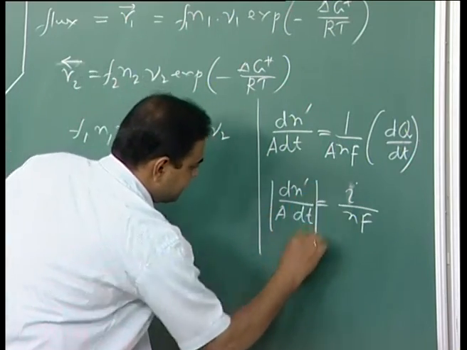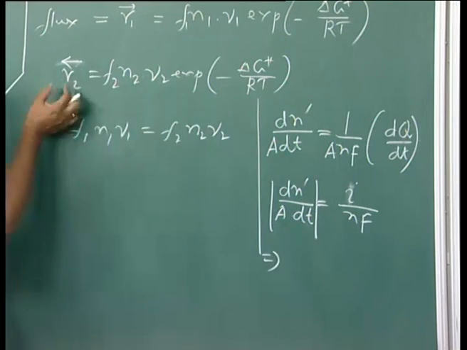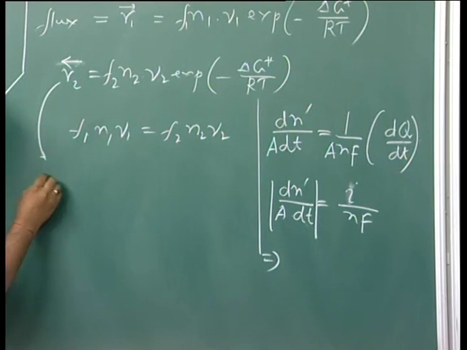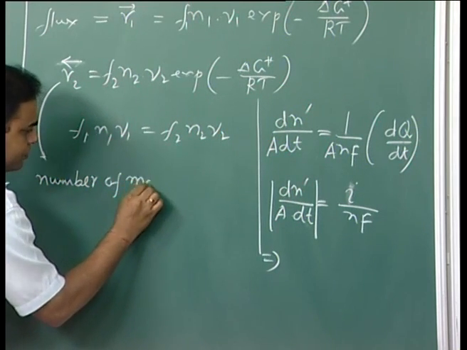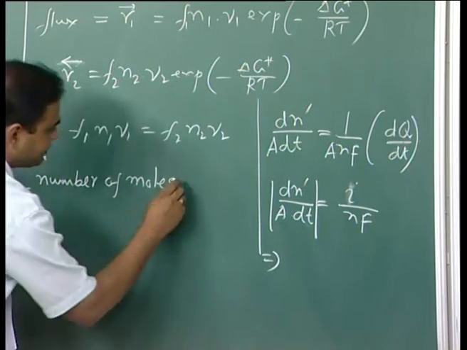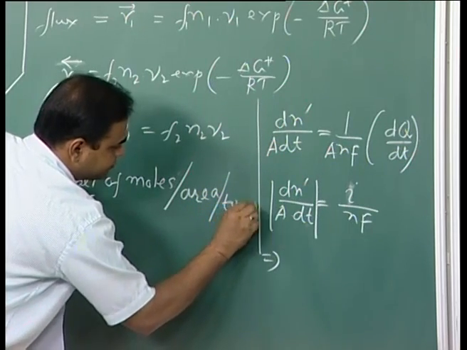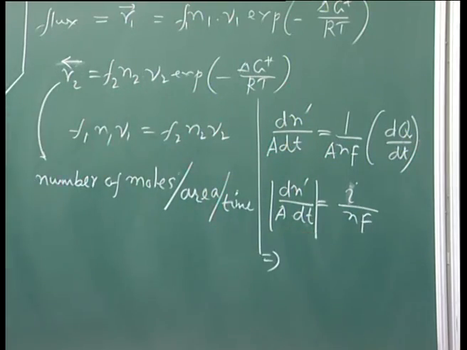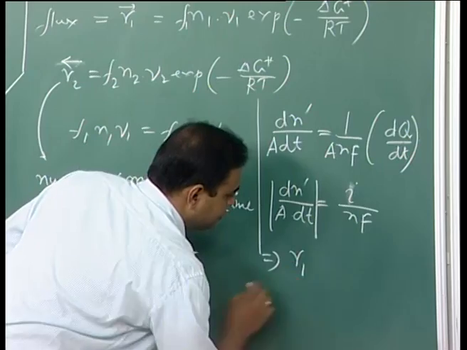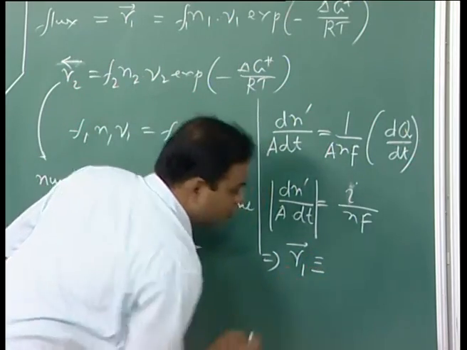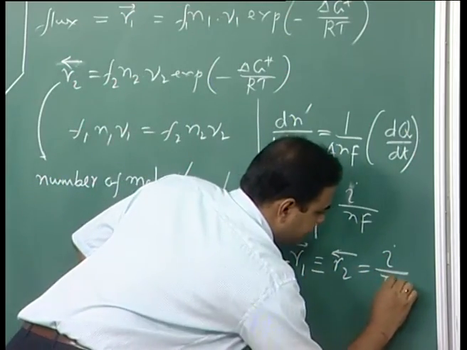Now, this term is nothing but this, because the unit of this is number of moles per unit area per unit time. You see that this unit is also the same if n dash is the number of moles. So, this is nothing but R1 or R2 equivalent to R2 equal to I by NF.